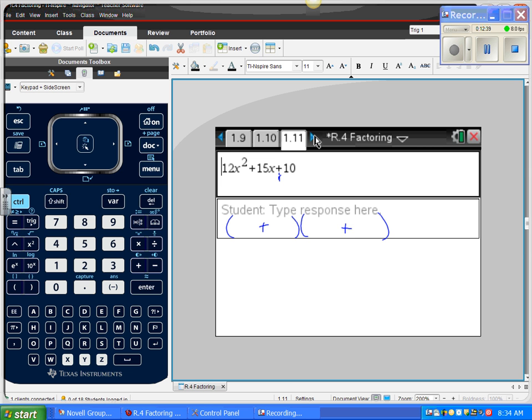Now, I set these up right away. I was too fast in doing that. I shouldn't have done that. I want you to think about why I shouldn't have done that. Look at my polynomial. What do you notice about my coefficients? What do you notice about those coefficients? 12, 15, and 10. Do you notice anything about them? Okay, so they don't have a GCF.